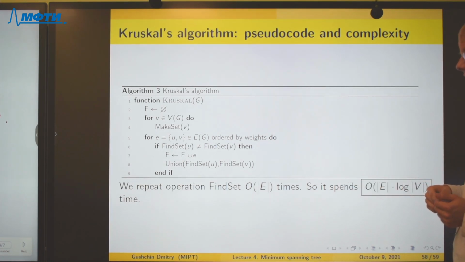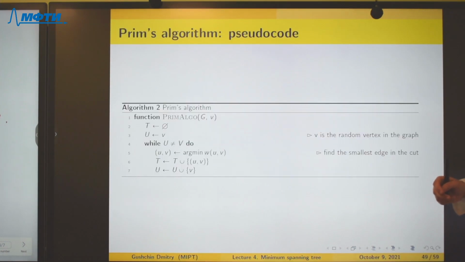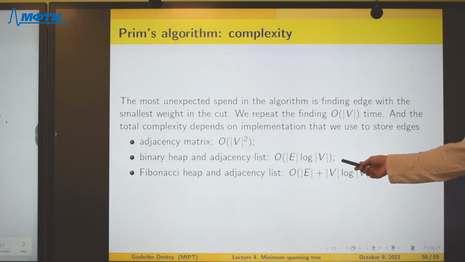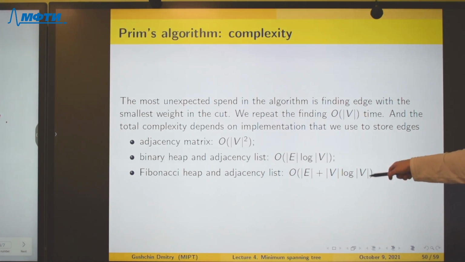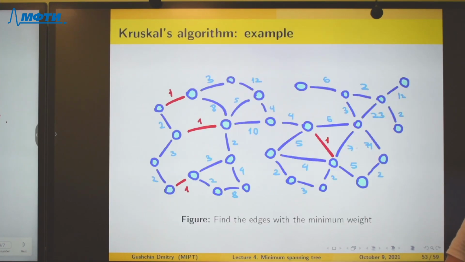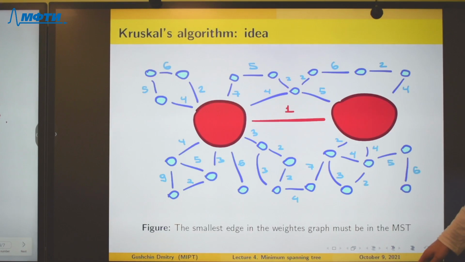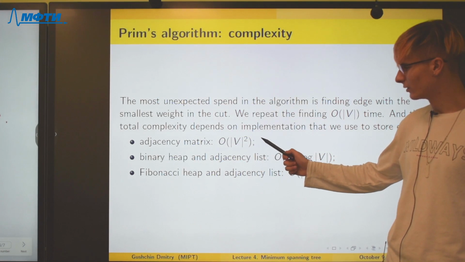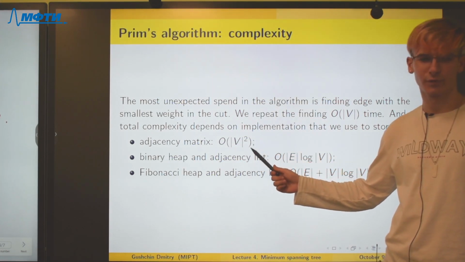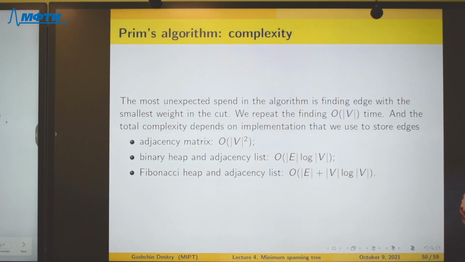Kruskal's algorithm spends O of the number of edges multiplied by the logarithm of the number of vertices time. So it is equal to Prim's algorithm. Yeah, but I think in the worst cases they are equal. Yes. And I think this time should be multiplied by the logarithm of the number of vertices too, because of sorting of the edges.